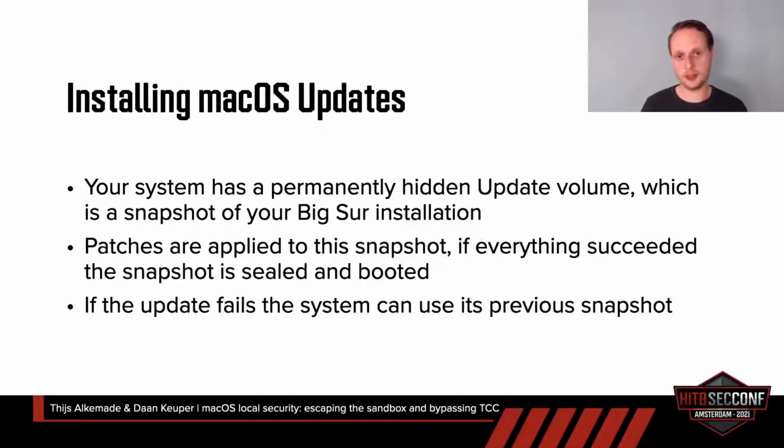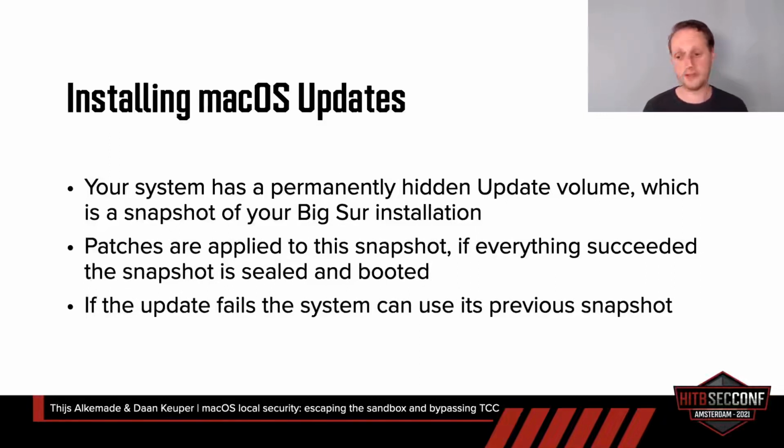So then comes the question, okay, but how are system updates installed? For this, macOS has a permanently hidden update volume, so you won't see it in the Disk Utility application, but it is there, and it contains a snapshot of your installation. Patches are applied to this specific snapshot. If everything succeeds, the snapshot is sealed and the system is rebooted, and it will then boot from the new snapshot, which has a valid signature.